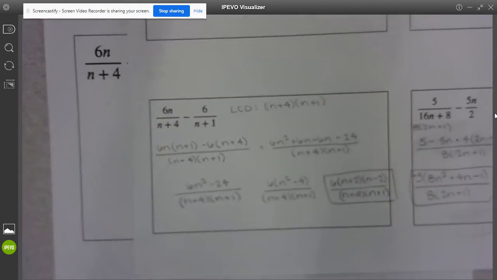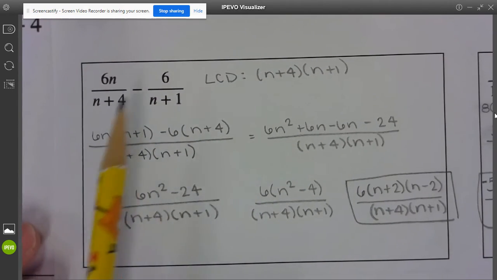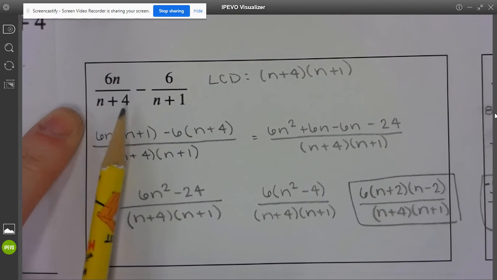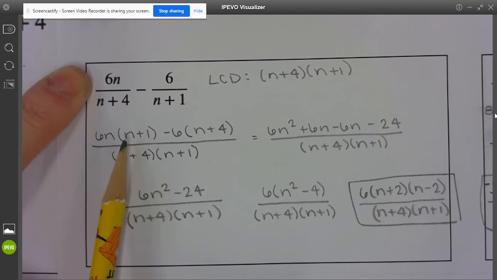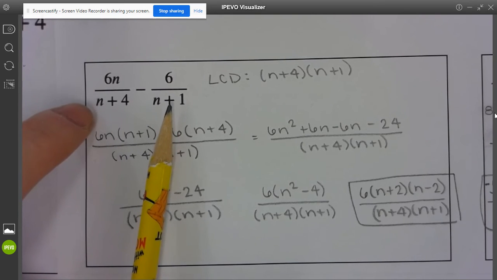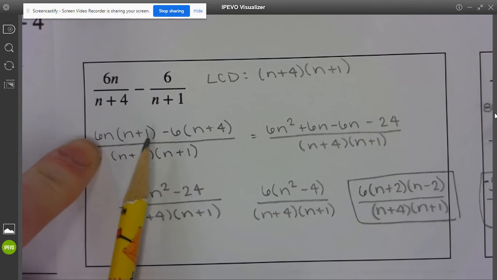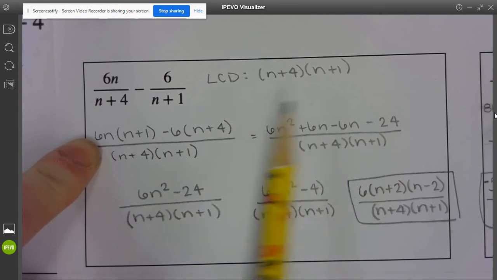All right, so zooming back in, try not to make you sick, sorry. So my common denominator is both of these multiplied together. My first denominator was missing n plus 1, so that tells me what I need to multiply my numerator by from my first fraction. The first fraction had n plus 4. The second fraction has n plus 1. I'm missing n plus 4 here. So I multiplied my first numerator by n plus 1, my second numerator by n plus 4. Here's my distribution.